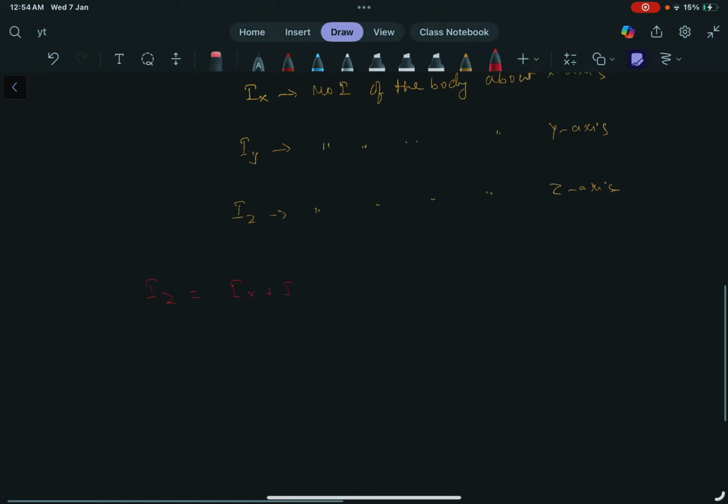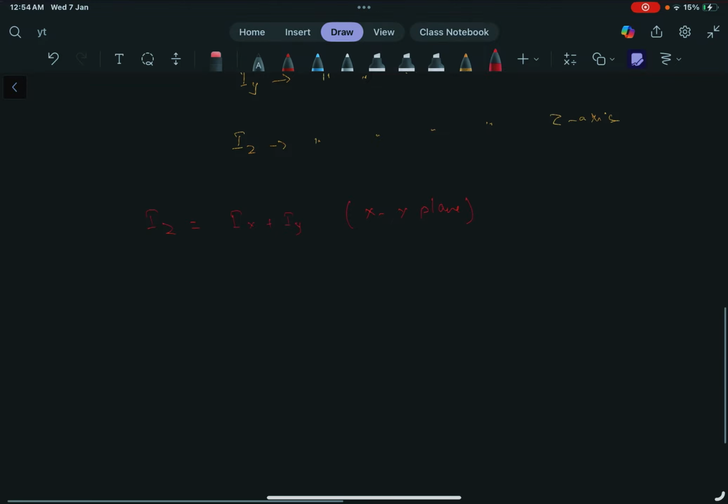So if Iz is equal to Ix plus Iy, then this means moment of inertia along the xy plane. If Ix is equal to Iy plus Iz, that means moment of inertia along the yz plane. And if Iy is equal to Ix plus Iz, then along the xz plane. This is a very important point.